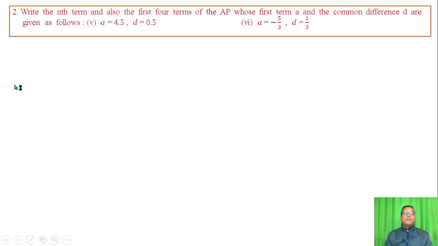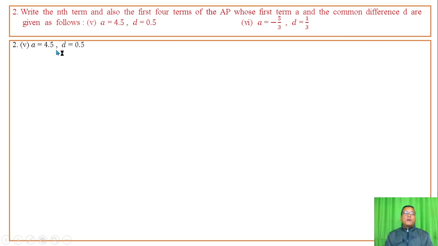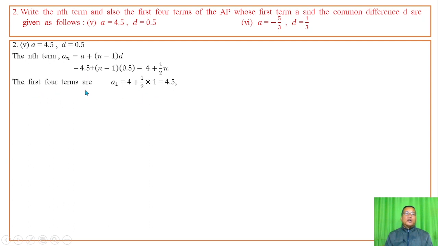Roman number 5. First term is 4.5, common difference is 0.5. The nth term a_n is a plus (n minus 1) times d, where a is 4.5 and d is 0.5. Simplify, we get 4 plus half times n. The first four terms are obtained when n is replaced by 1, 2, 3, and 4 respectively. For the first term we have 4.5, for the second term we have 5, for the third term we have 5.5, and the fourth term is 6.